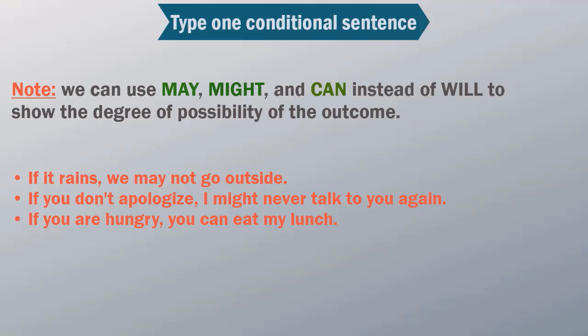If you are hungry, you can eat my lunch. Giving you the permission to eat my lunch. If you are hungry, you can eat my lunch. So guys, that's what type 1 conditional sentences are. We use them to talk about real and possible situations in the future.